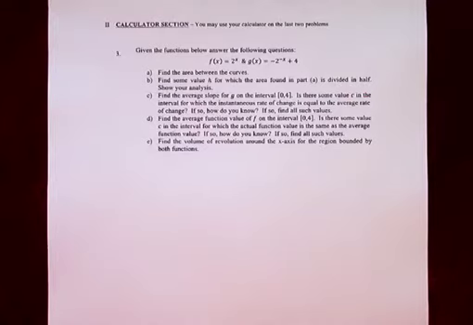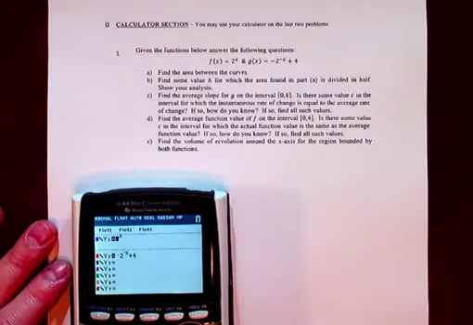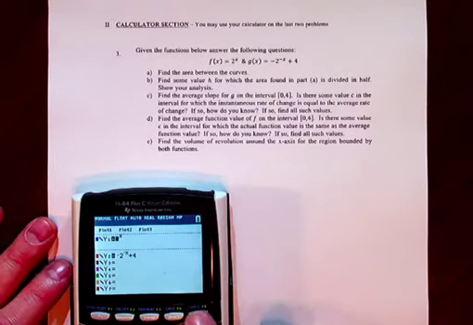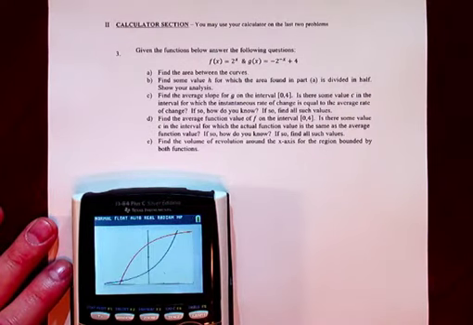Now you're given two exponential functions. f of x is equal to 2 to the x, and g of x is negative 2 to the negative x plus 4. Now, if you plug those into your calculator, you will get this graph.